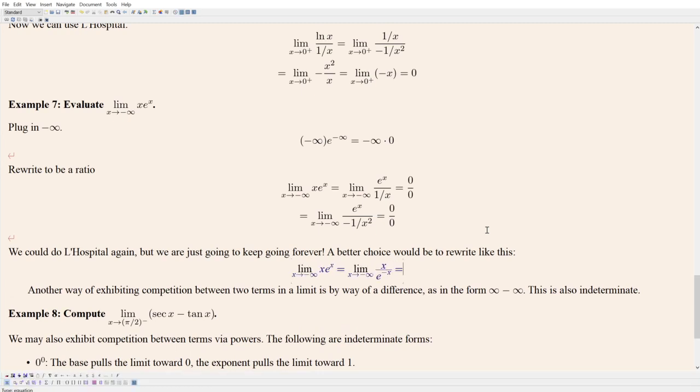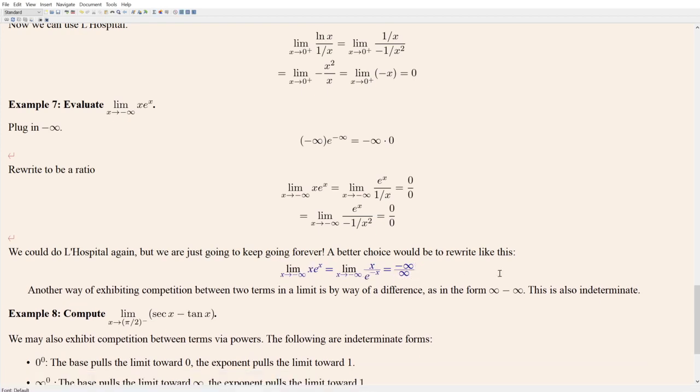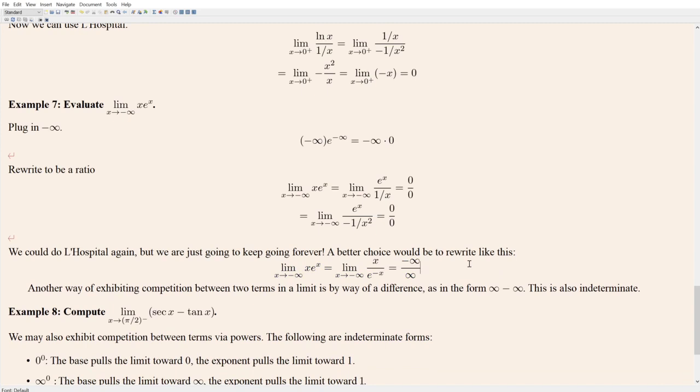Now, indeed, so on the top we get negative infinity, and on the bottom, if we plug in negative infinity, we have negative infinity, so that's positive infinity, and e to the positive infinity is infinity. So we can do L'Hopital on this guy, and we shall see that it ends up being a lot more amenable.